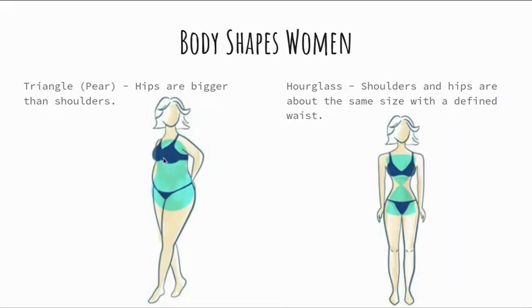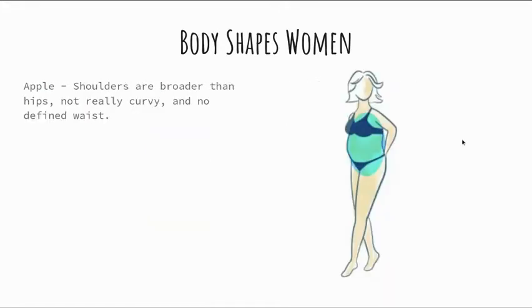Whenever we look at the triangle, also known as the pear, it's when your hips are a little bit bigger than your shoulders. You can still end up having a defined waist, you just got some hips in you. The hourglass is the one that we typically hear a lot. Basically your shoulders and your hips are about the same, and your waist goes in a lot, and it looks like an old school hourglass that you would flip over. The apple, the shoulders are broader than the hips, not really curvy. You don't really have a defined waist. This is kind of where most of it sits.